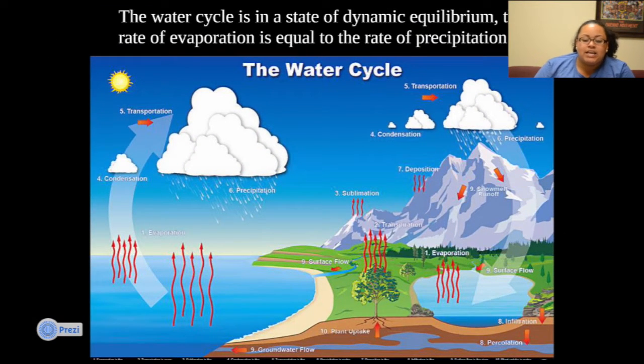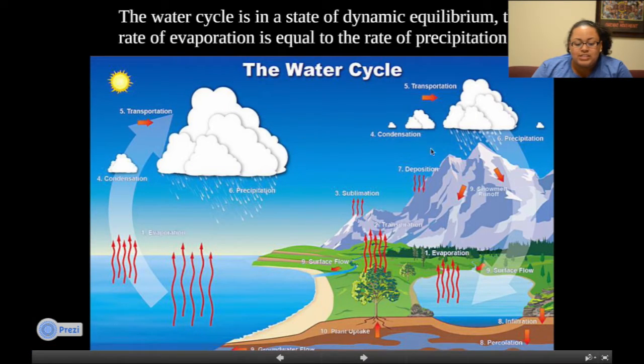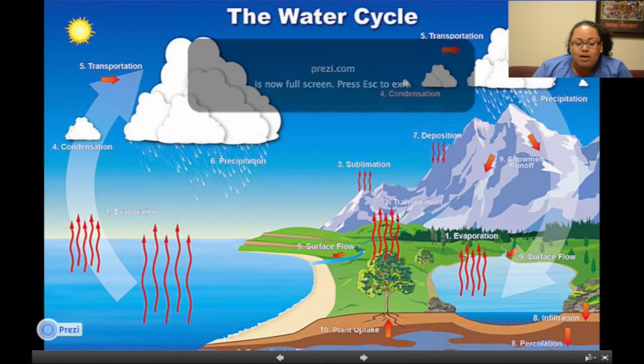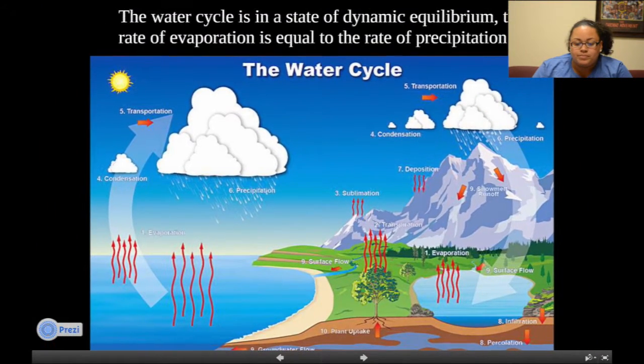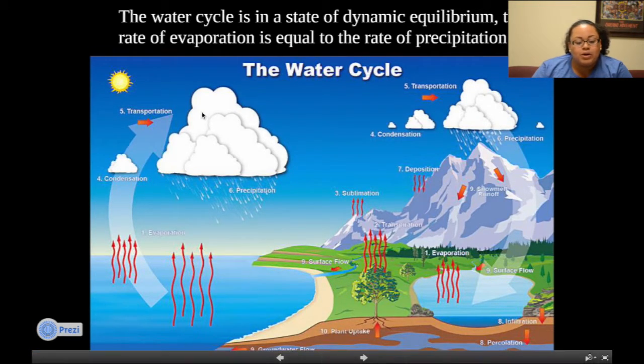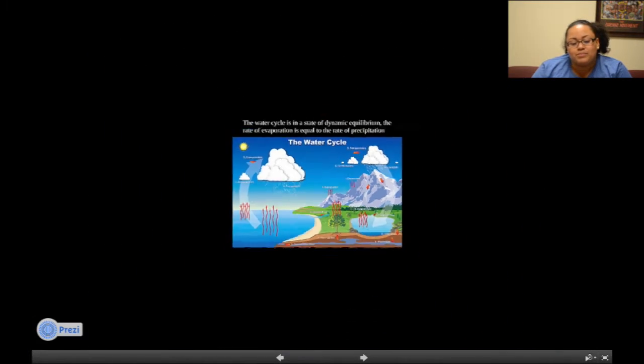Here's a picture depicting the water cycle. As you can see, the water cycle is really all about equilibrium. Basically, the rate of evaporation is equal to the rate of precipitation. What goes up must come down.